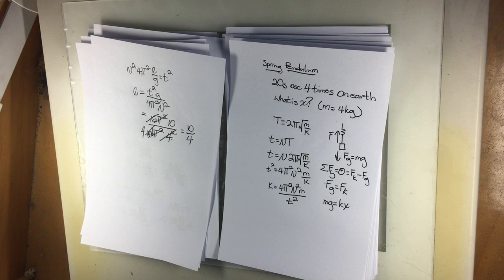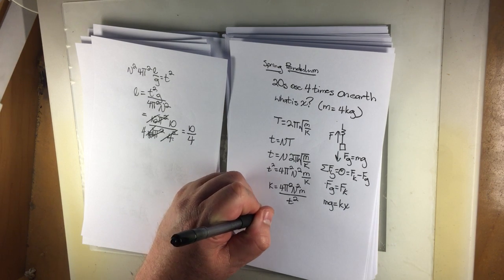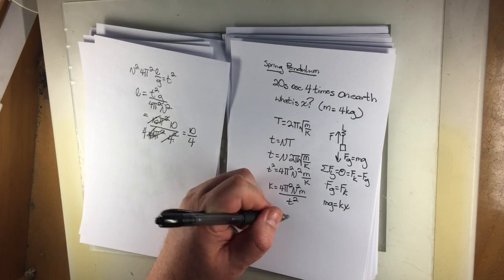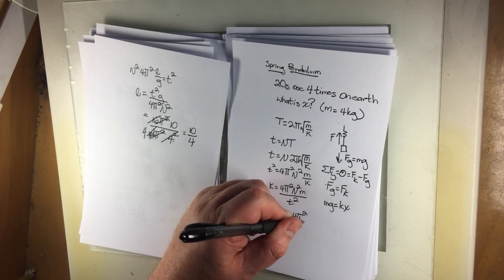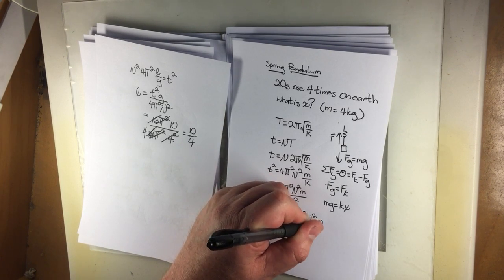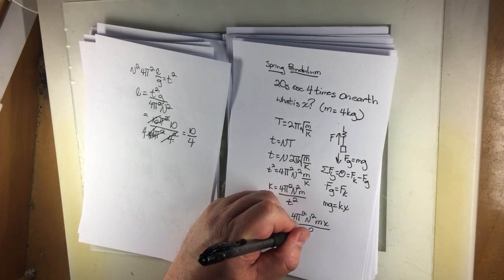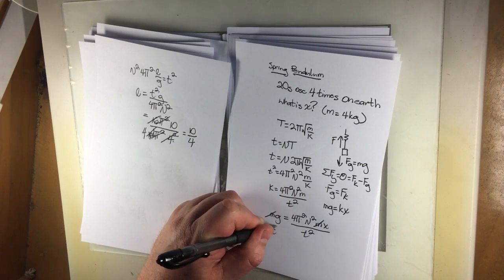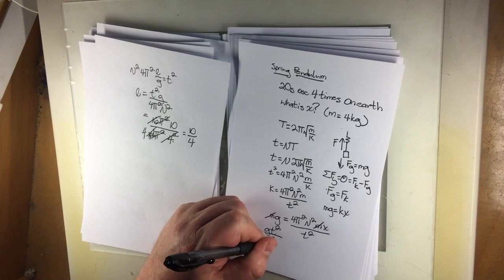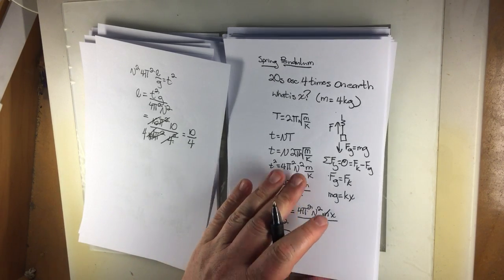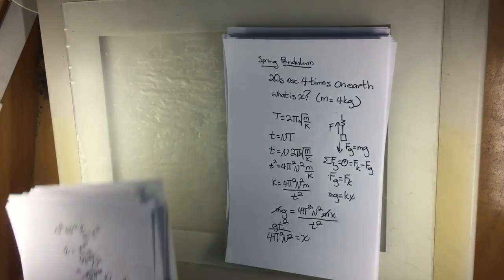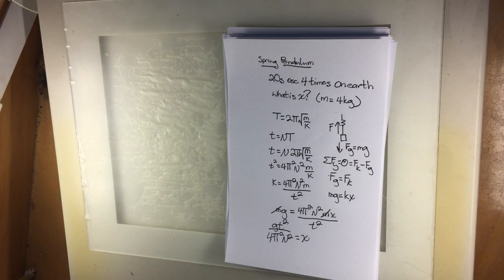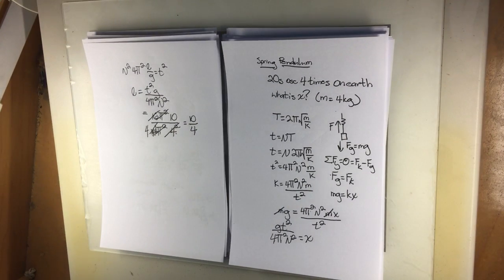Now the thing about this is, like I showed in the test review lecture on Tuesday, mg equals 4 pi squared n squared mx over t squared. The m's cancel. So g t squared over 4 pi squared n squared is equal to x. Plug and chug. That's all you gotta do.